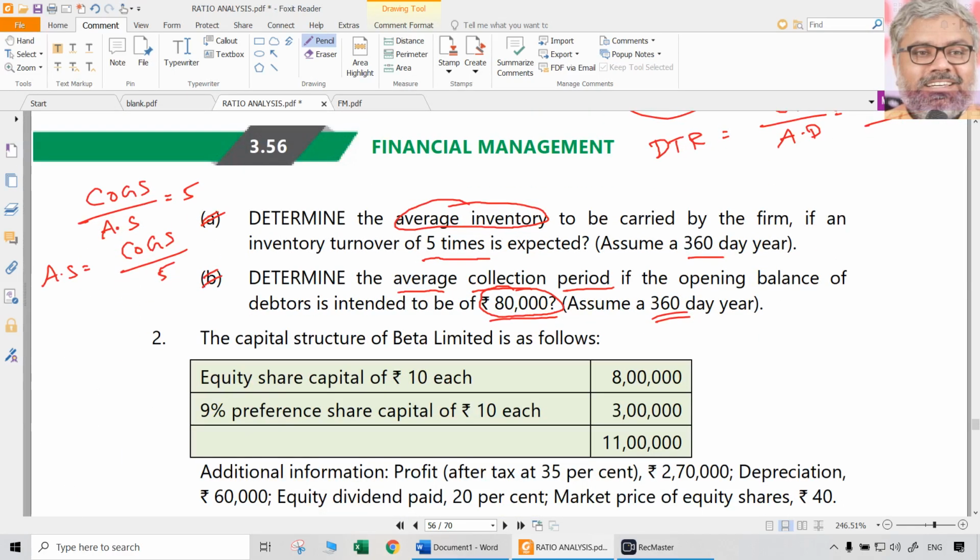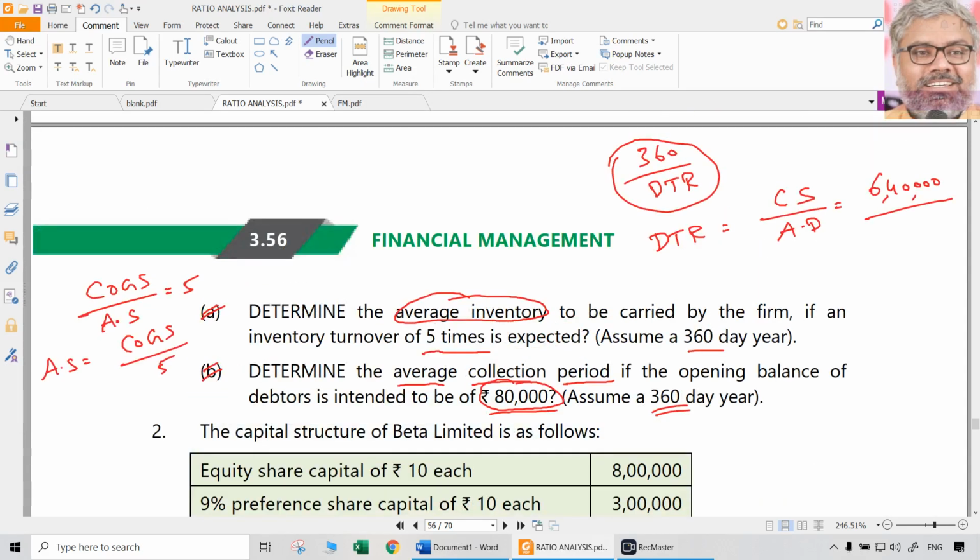1,76,000. When you know the closing debtors 1,76,000 and opening debtors 80,000, average debtors will be how much? That will be 1,28,000. Opening debtors plus closing debtors divided by 2. That's all. So we have now 640 divided by 128. Around 5 times is the debtors turnover ratio. But that is not the question. Question is average collection period. For that you just need to substitute here 360 divided by 5. That means 72 days.